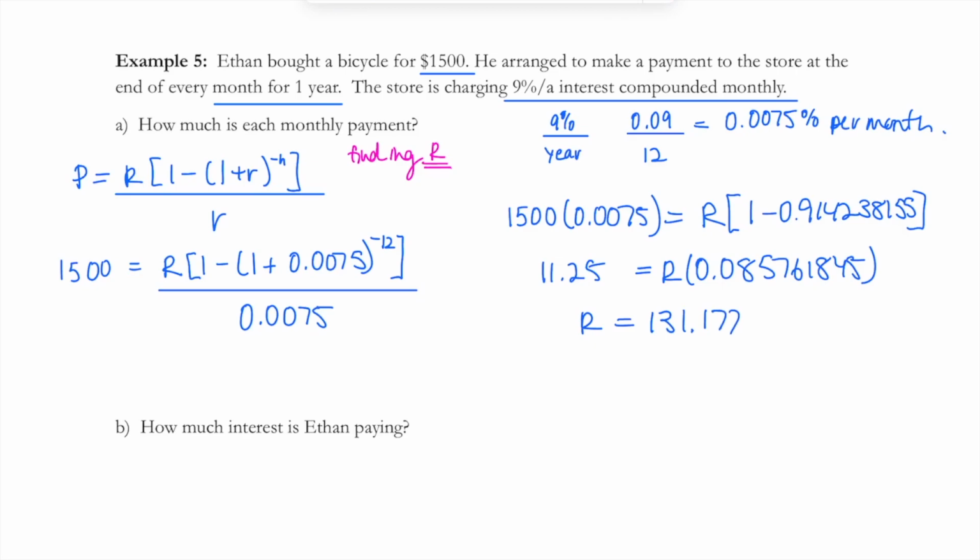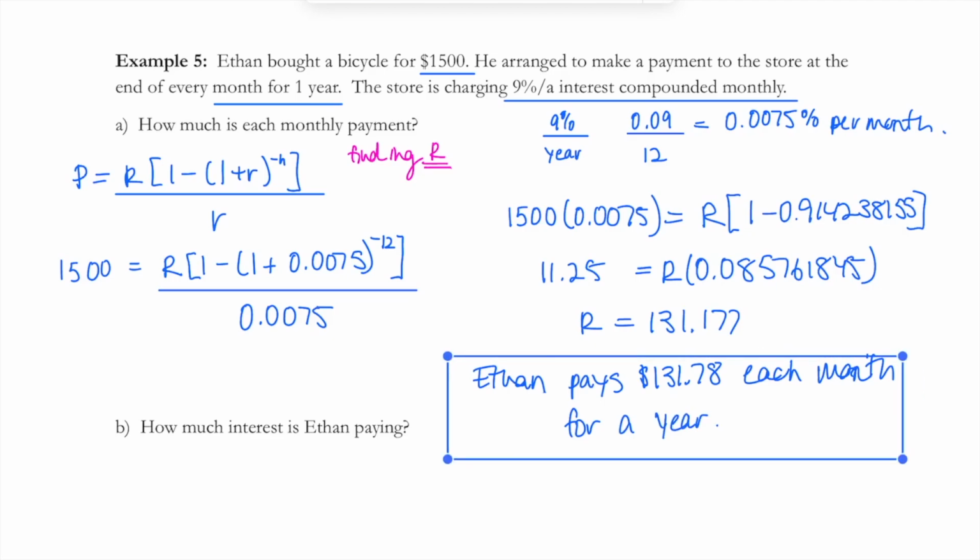Okay, so what this means is that Ethan has to pay $131.78 each month for a year to get the bike.